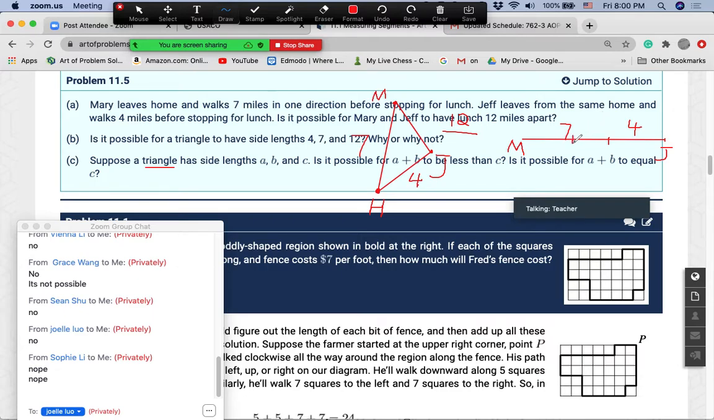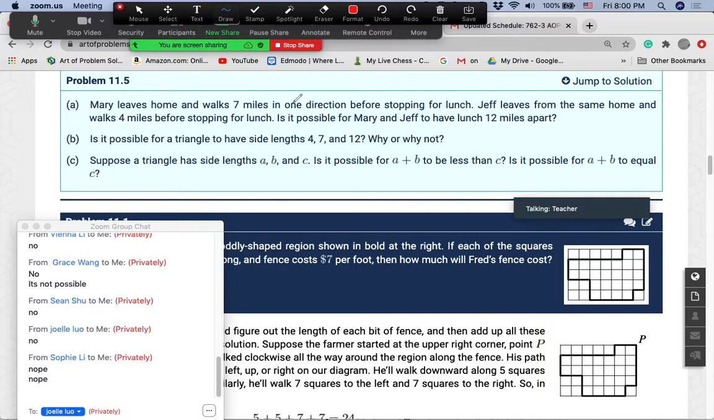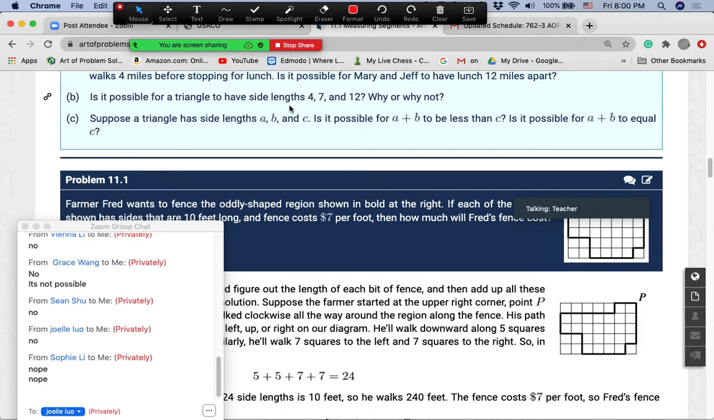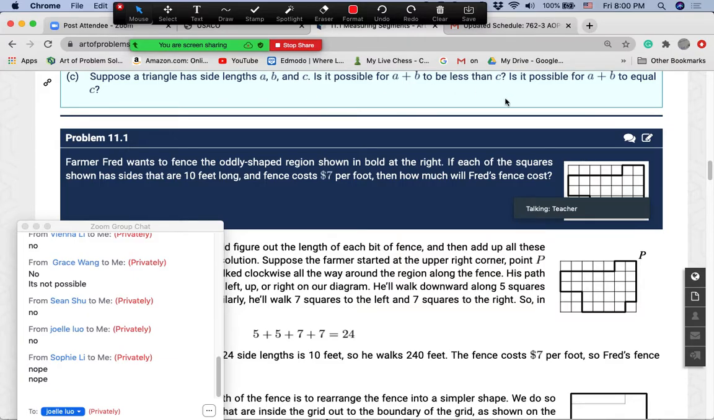You know, if this side plus this side equals MJ, that will be a line. That doesn't form a triangle. Okay, for a triangle, any two sides should be greater than the third side. You cannot equal the third side. If it equals the third side, that's not a triangle. That's just a line segment.